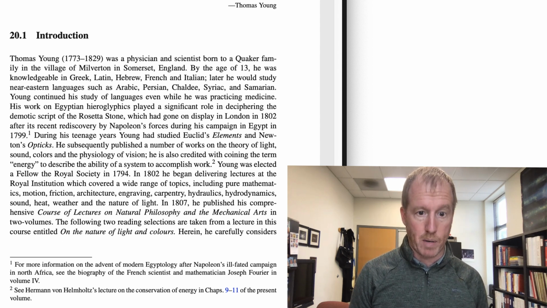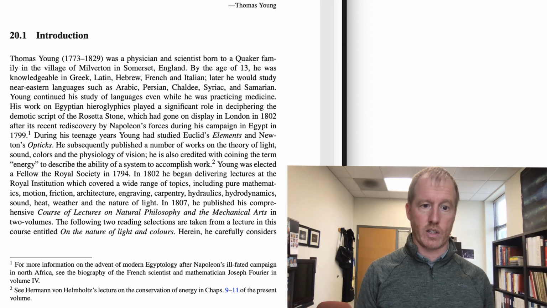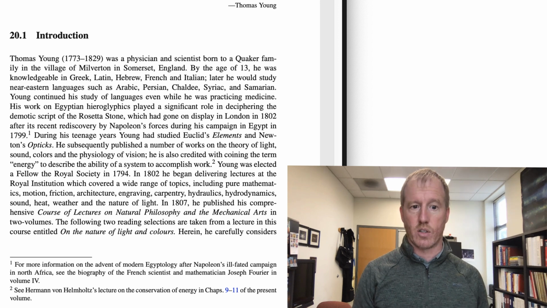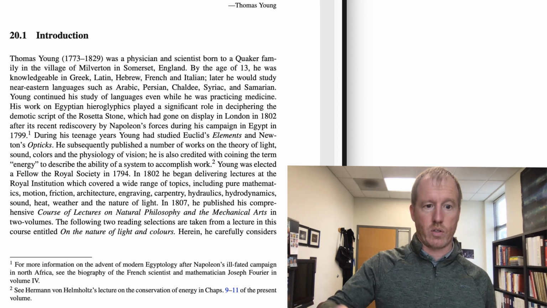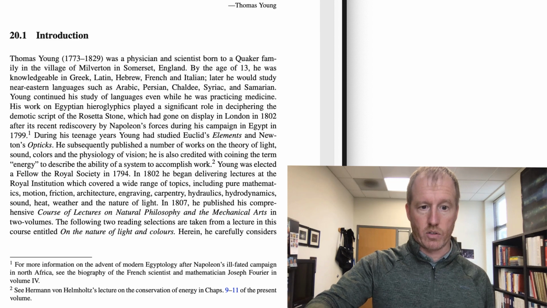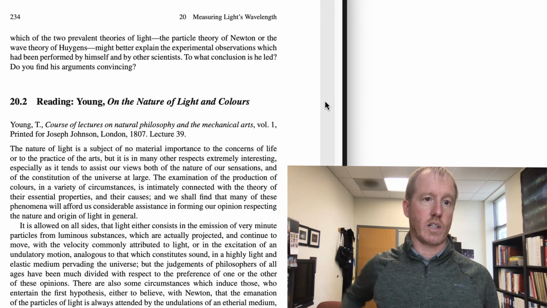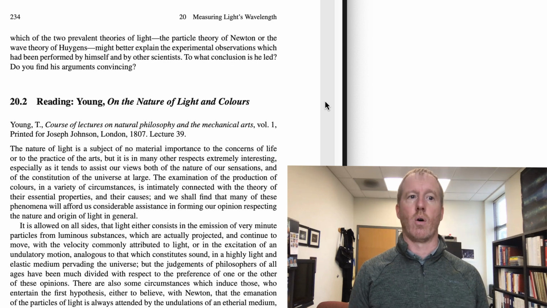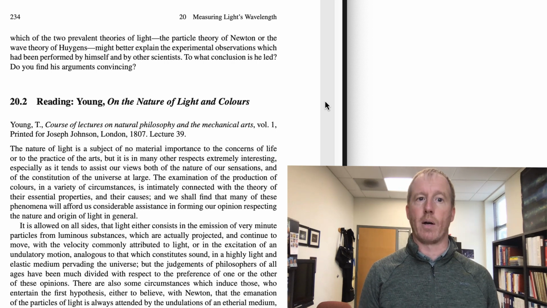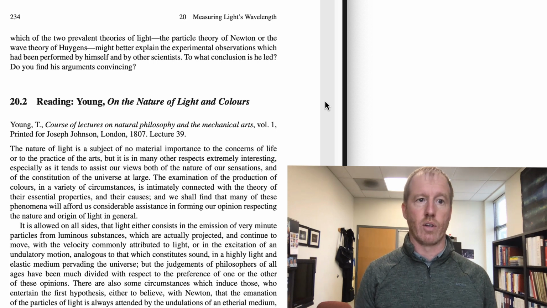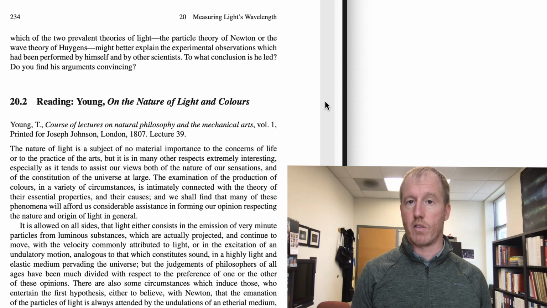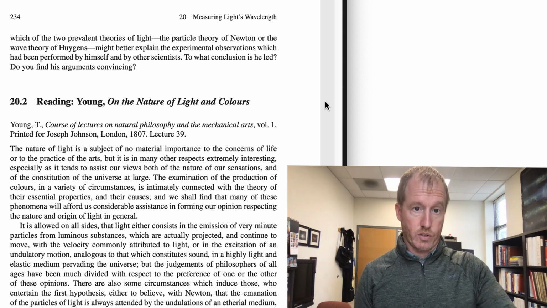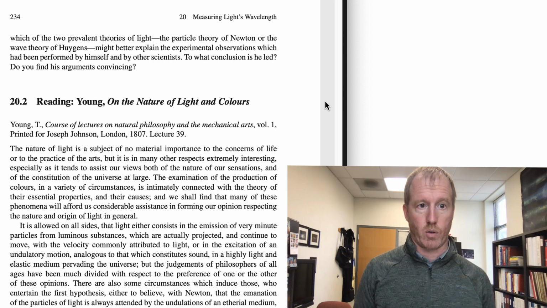So in 1807, he published his comprehensive Course of Lectures on Natural Philosophy and the Mechanical Arts in 2 volumes. The following 2 reading selections are taken from a lecture in this course entitled On the Nature of Light and Colors. And in this section, he carefully considers which of the 2 prevalent theories of light, the particle theory of Newton or the wave theory of Huygens, might better explain the experimental observations which had been performed by himself and by other scientists. Okay, so let's jump right away into his course of lectures.